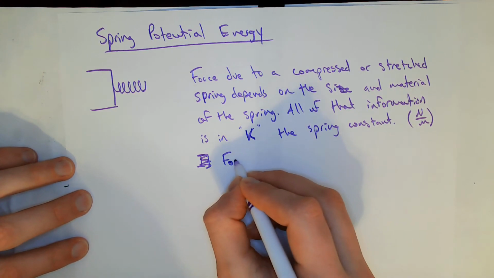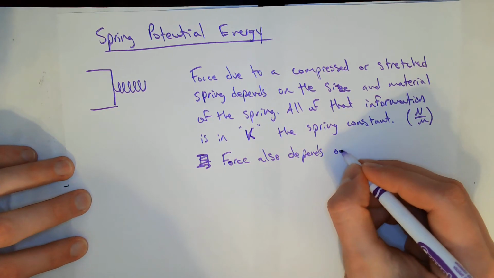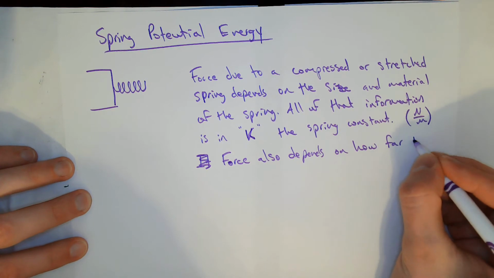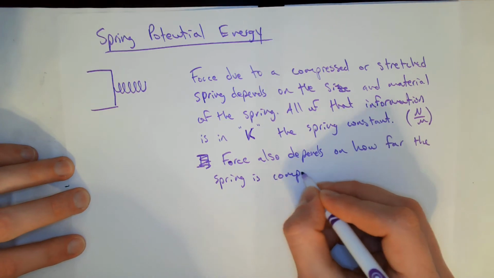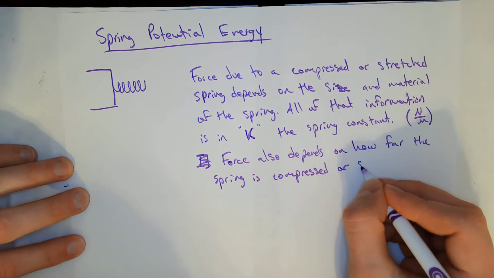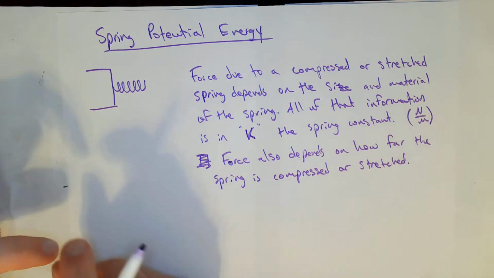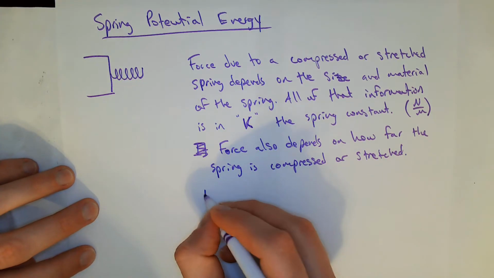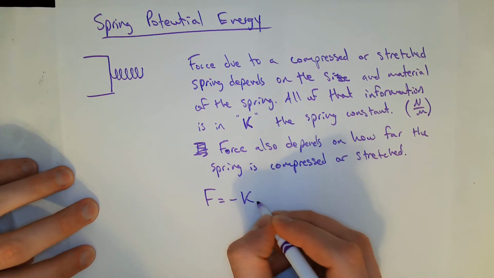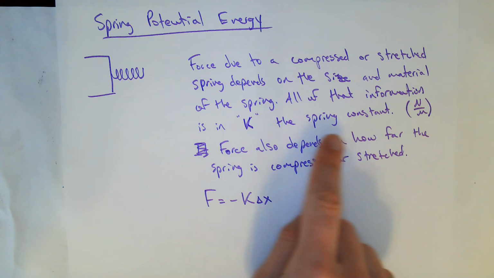Force also depends on how far the spring is compressed or stretched. If you want to compress the spring more, it takes more force. If you want to stretch it more, it takes more force. The relationship is F equals negative K delta X. That K there is that spring constant.